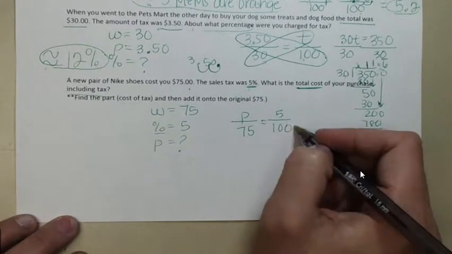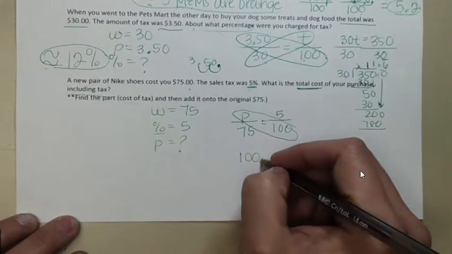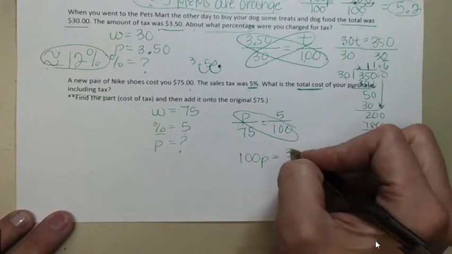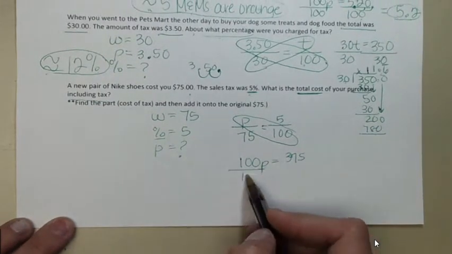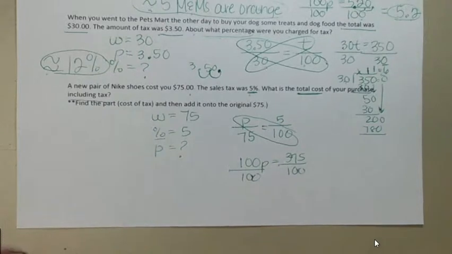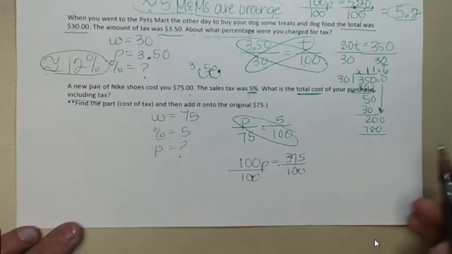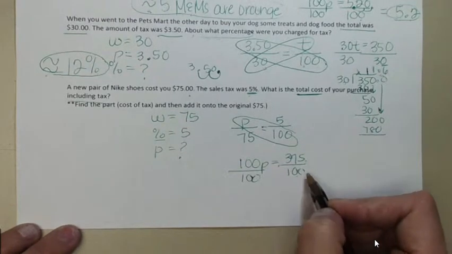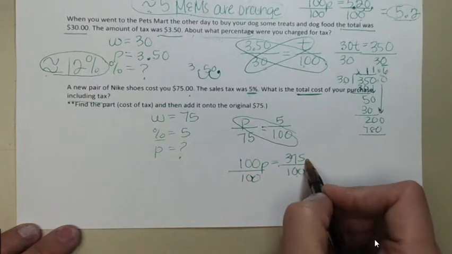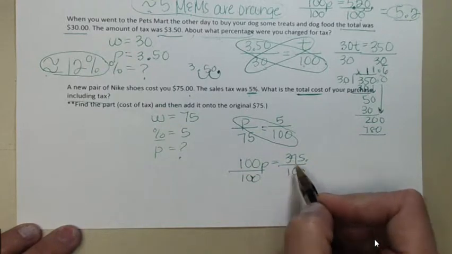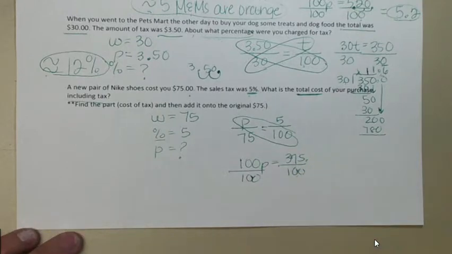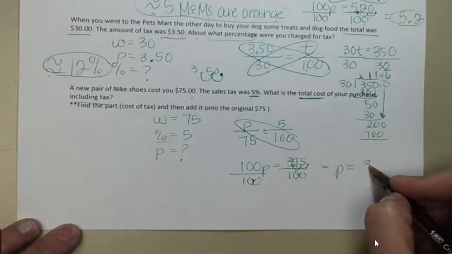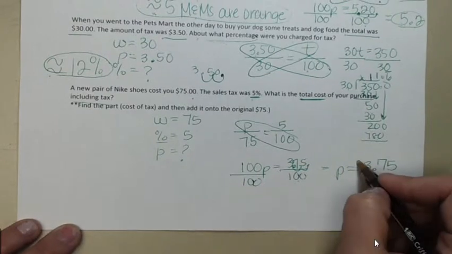Alright, so now we've got to cross multiply, 100p. And 75 times 5 comes out to 375. Divide by 100 and divide by 100. Here's where that trick comes into play again. You could do the division, but if you're dividing by 100, you need to make this number smaller. To help you remember which direction to go: if I go to the left, it makes my number smaller, and that's what dividing does. If I go to the right, it makes it bigger. So we're dividing, we're going to go backwards 2. And so this really is p equals 3 and 75 hundredths, which is really $3.75.